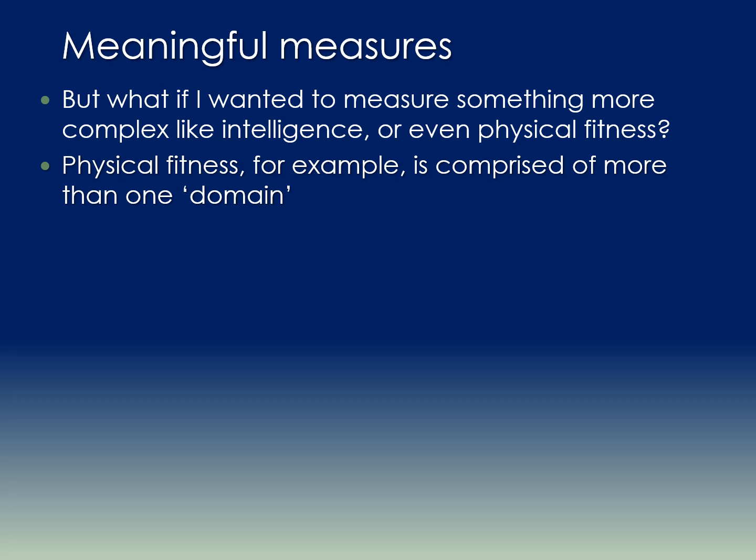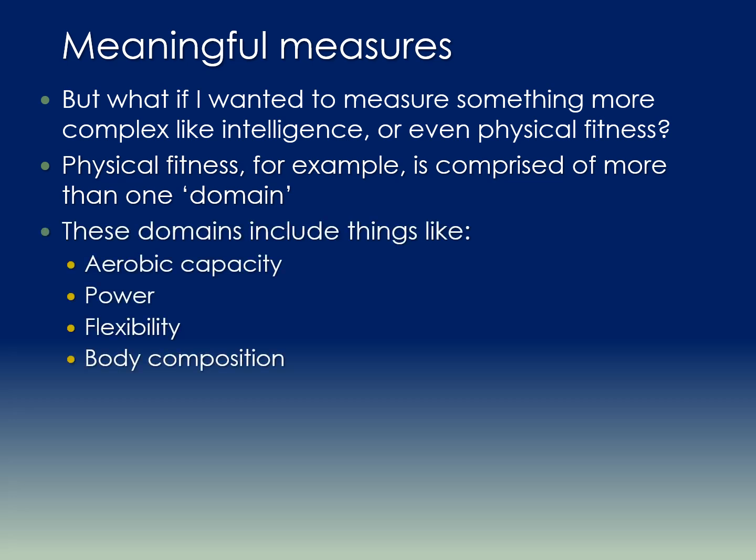There's a series of facets, or different domains, that describe what physical fitness is. These domains include, and this is just four of them, there's more, aerobic capacity, how much oxygen they can take in, their power that they can push out, upper body, lower body, you take your pick, and issues like flexibility or range of motion, and body composition. All of those have different units.